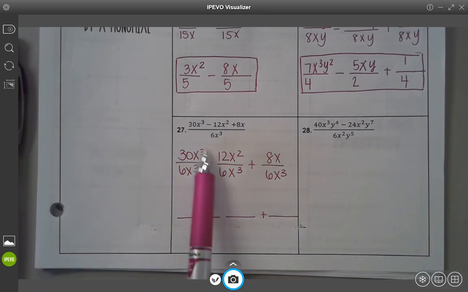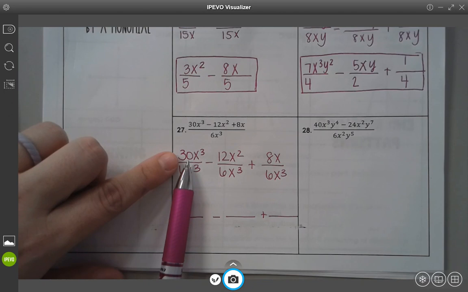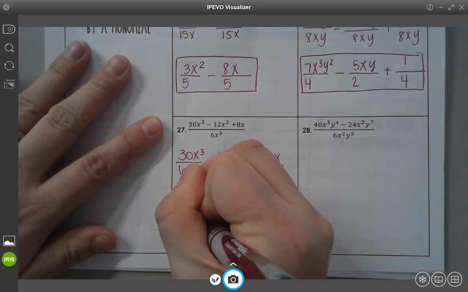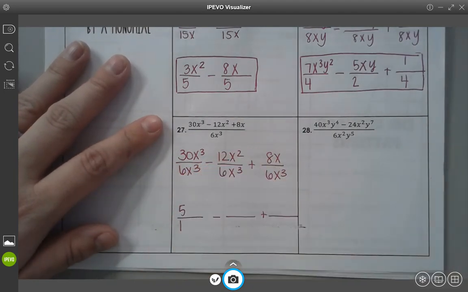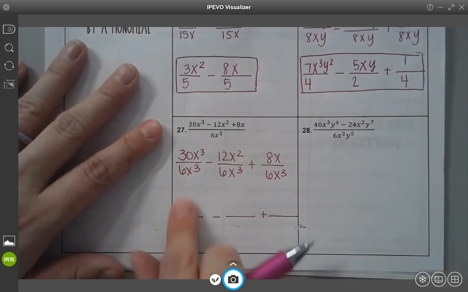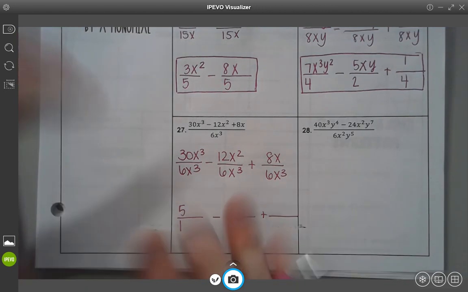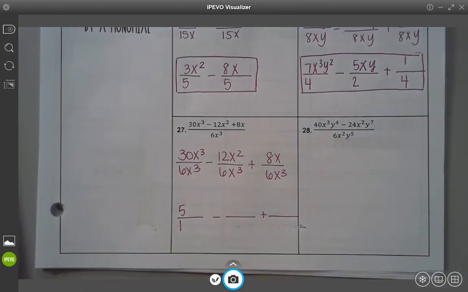All right, now when you go to simplify 30 over 6, it simplifies to what? Just 5. So I'm going to go ahead and write it as 5 over 1 because we want to keep a fraction going. We may end up not needing that bottom, but we may. So keep the fraction to start off. Now your x's, you have x cubed in the top, x cubed in the bottom, so they all cancel.